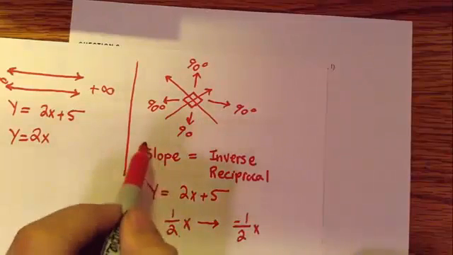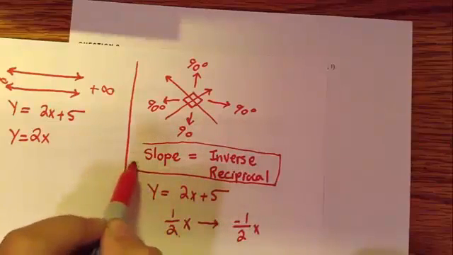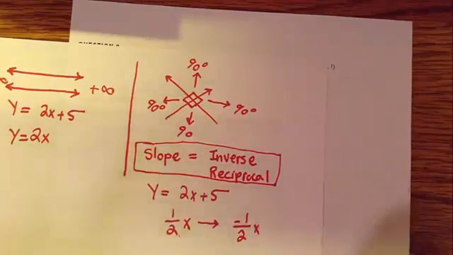So just remember this part: slopes of perpendicular lines are inverse reciprocals. I hope you guys have a better understanding now of parallel lines and perpendicular lines. So let's get to our first problem.